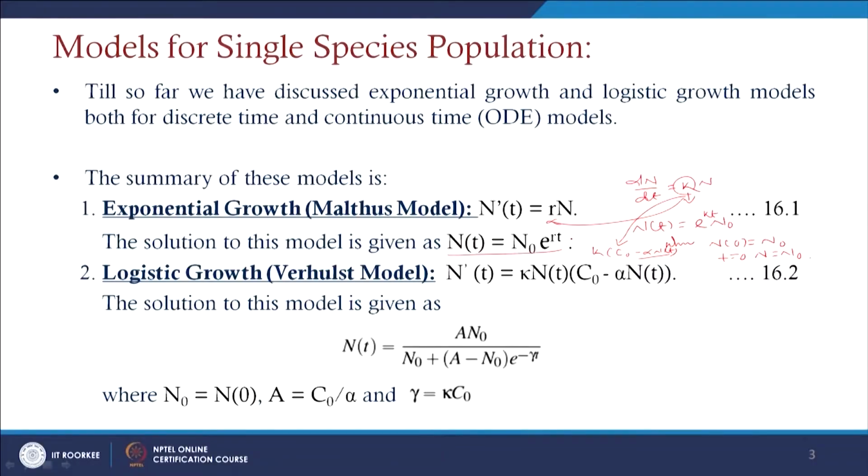If you see here, the first one is a linear model and the second one is a nonlinear model. Since if you multiply these factors, the first term will give you a linear term, but the second term will give you a second order term here.